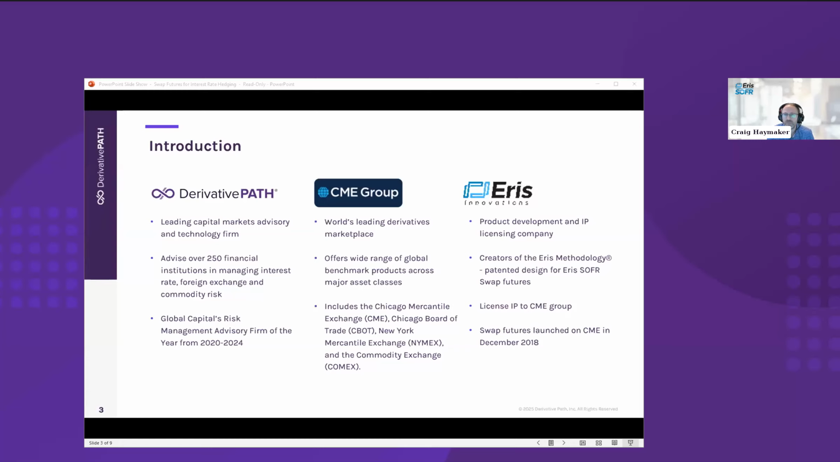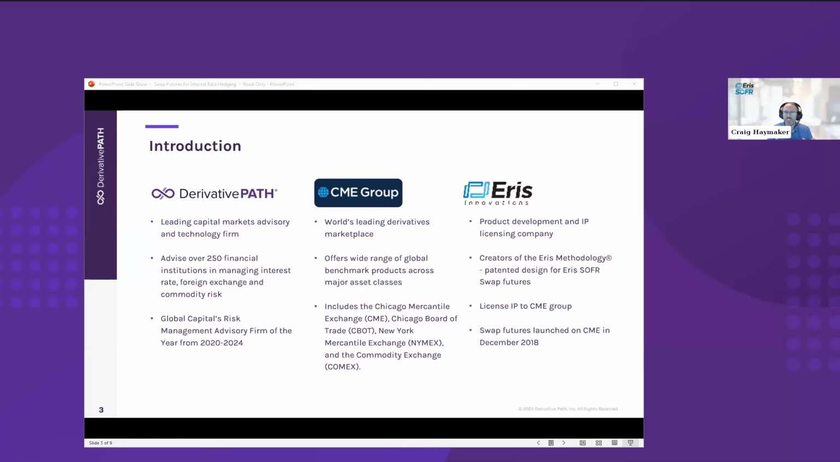It was created by a handful of Chicago-based trading companies in the wake of the 08-09 financial crisis, and they really just wanted an easier way to trade swaps. So they filed a patent with the USPTO. It designed Eris SOFR Swap Futures.